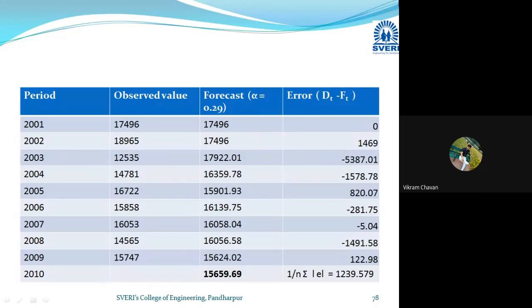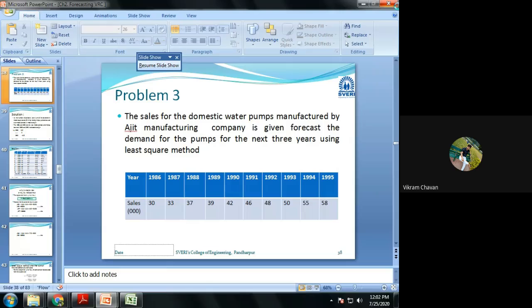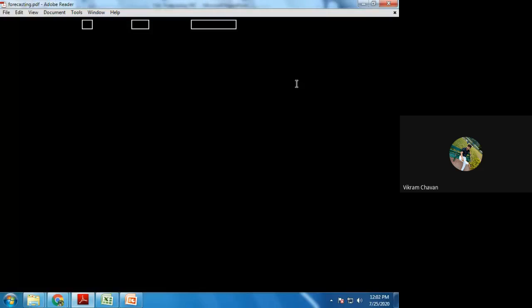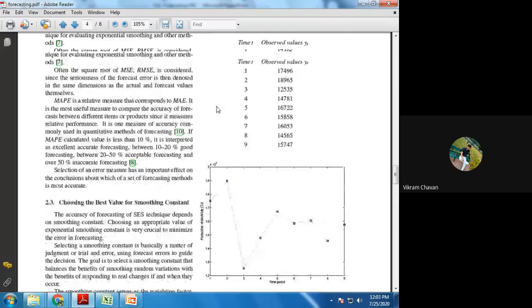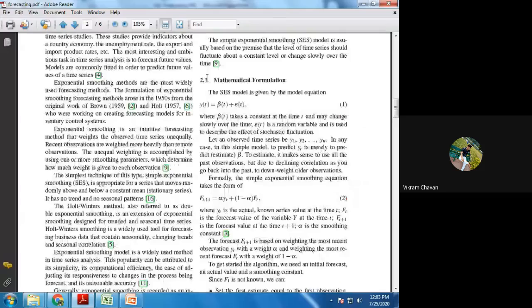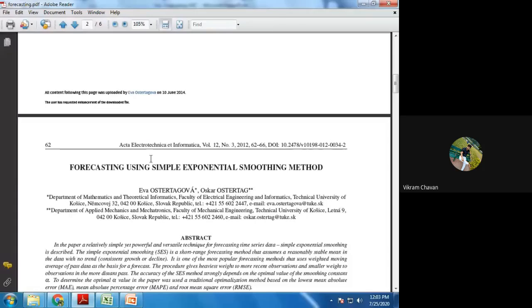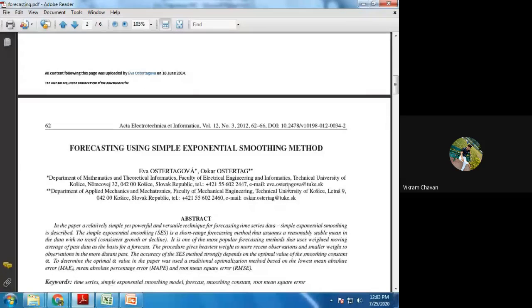So I want to show something. If you are done with this answer, I found one paper online related to forecasting, forecasting using the simple exponential smoothing method. I will share this paper with you. It will be useful to better understand what is meant by the simple exponential smoothing method and how it is useful to forecast something.